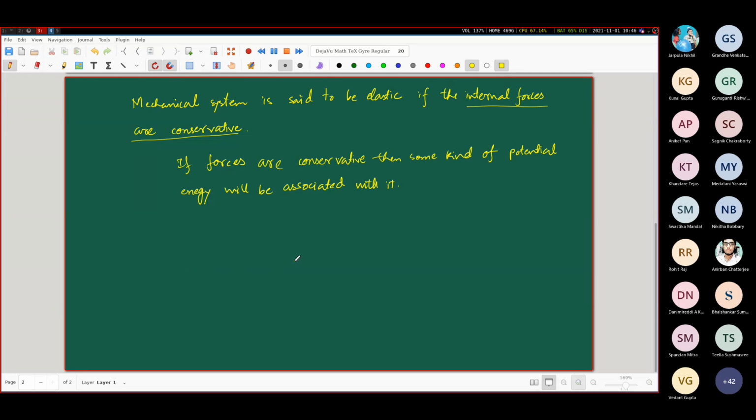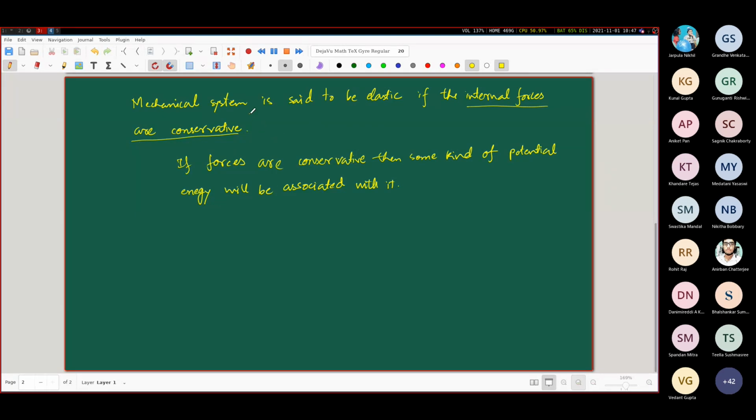Just like gravitational forces, you will have some kind of gravitational potential associated with it. Similarly, the electric potential. Those kinds of things happen only because the forces are conservative in nature. This is the general idea which you all know.